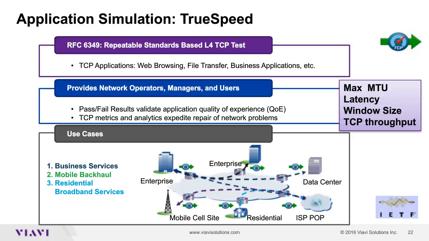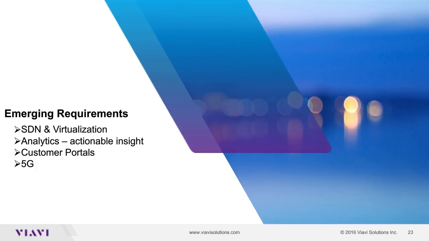This will also help pick up, when you actually run the TCP test, you can actually tell when you run TrueSpeed if you're going through shapers and policers. You can tell by the test results, the profile of traffic, what type of traffic management is being deployed. And I'm now going to finalize here and just talk about some emerging requirements quickly. So first is SDN.